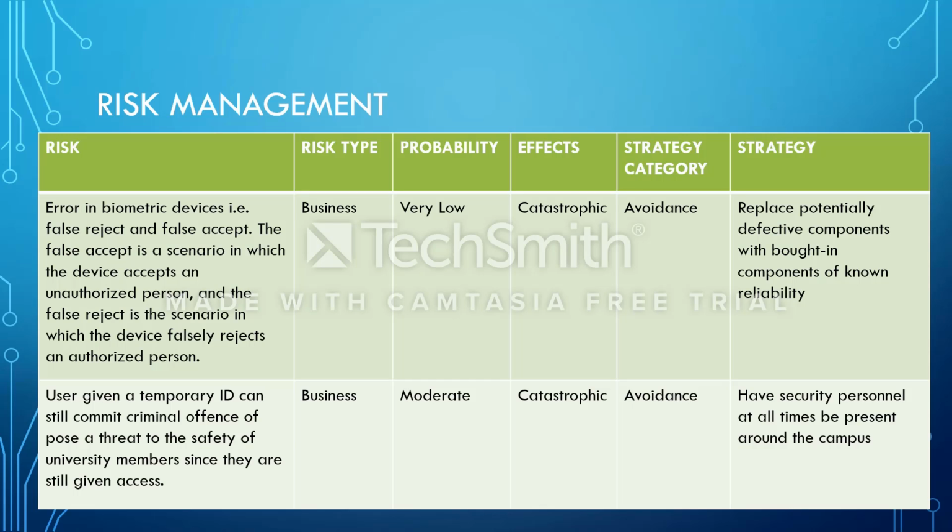If a user is given a temporary ID card, they can still pose a threat to the safety of the university members, as access is still granted to this user. This risk is catastrophic in the instance where harm is brought to a member of the campus. This can be avoided by having security personnel be present at all times around the campus.